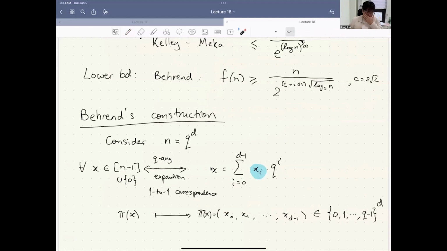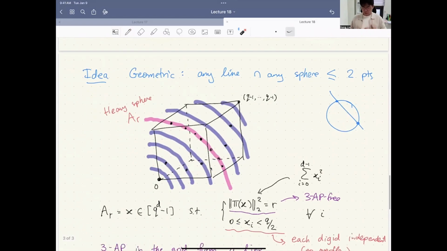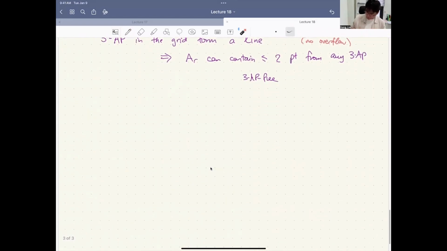So the construction today I want to talk about is how do we get a corner-free subset, a large one, in 2 dimensions. So let's first recall the definition of a corner-free subset.